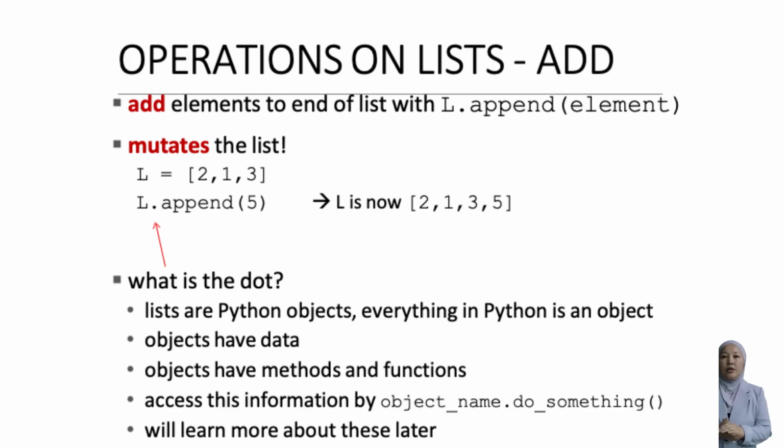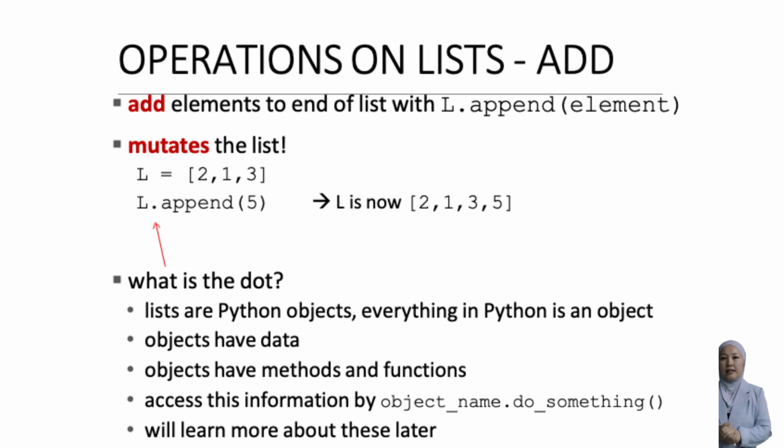To grow a list, we add elements. The most common method is L.append(element). This mutates the list by adding the element to the end. If L = [2, 1, 3], then L.append(5) changes L to [2, 1, 3, 5]. Now, what is the dot in L.append? In Python, everything is an object. A list is an object.